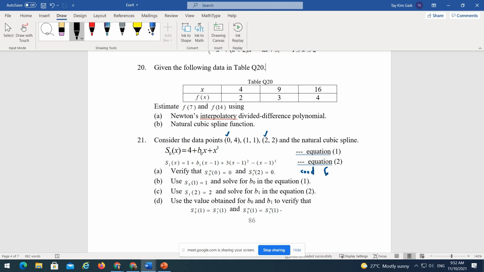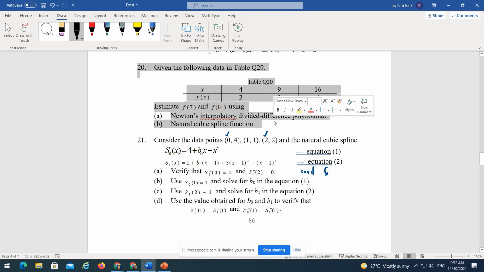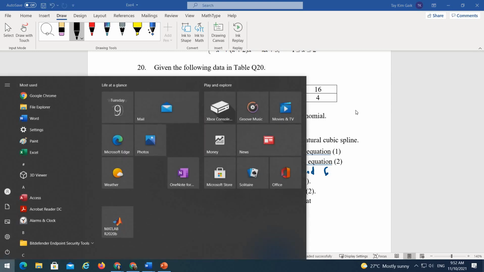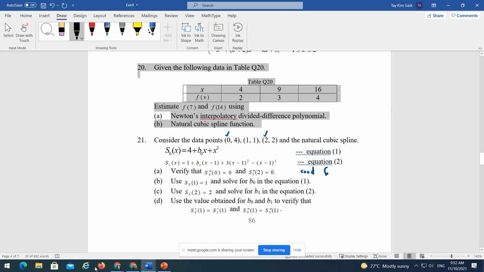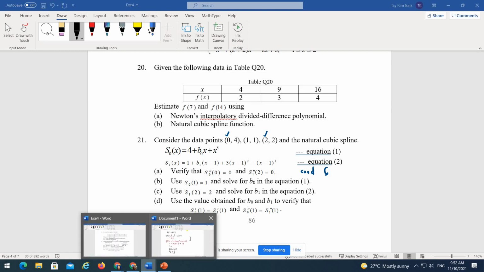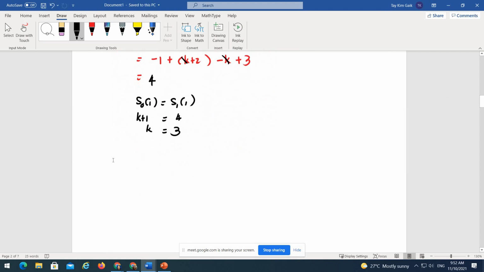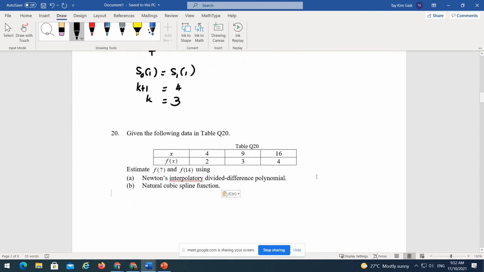I think 8 minutes. We may construct the Newton divided difference first. Where is my Excel?